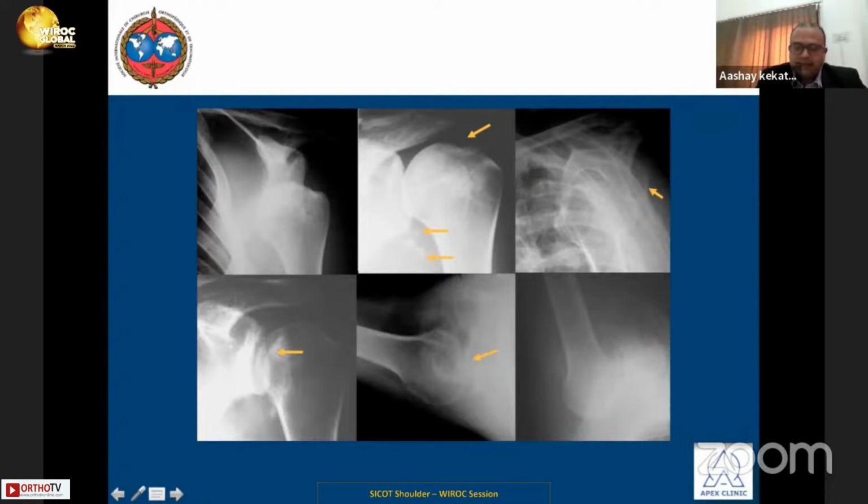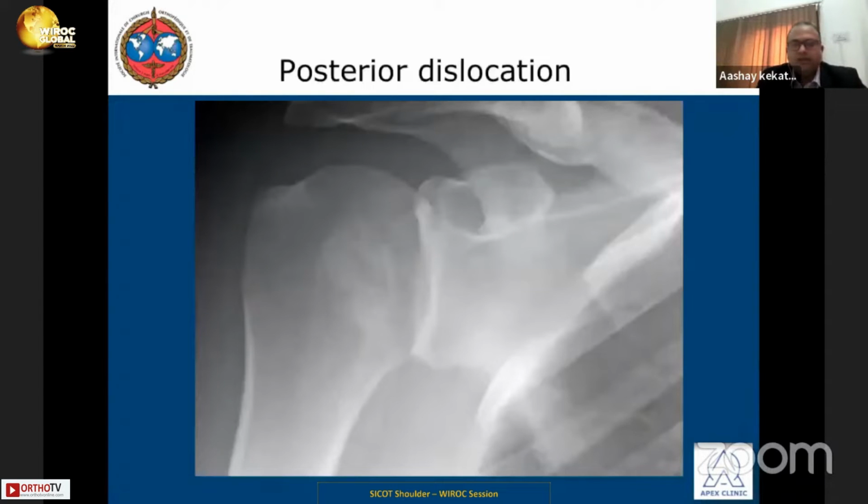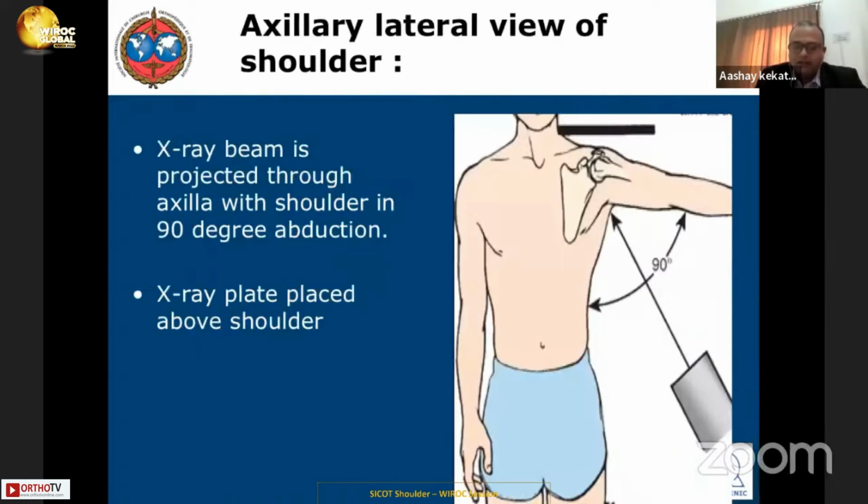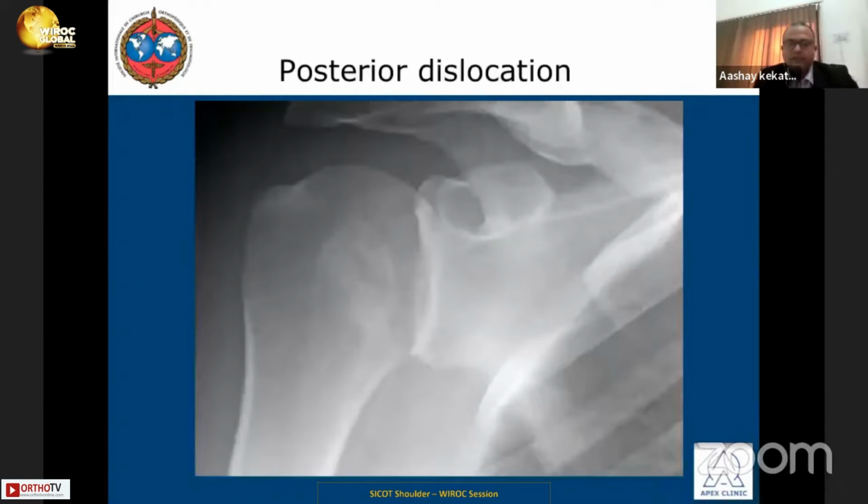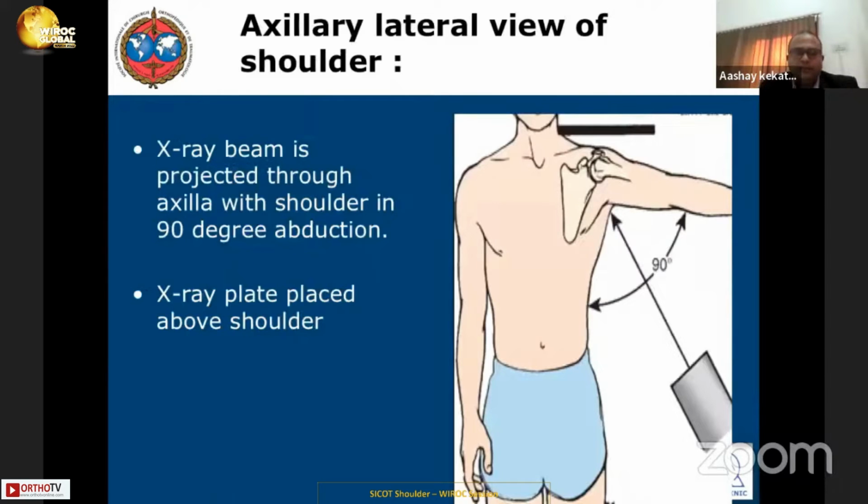So X-ray has its role in diagnosing dislocation. Posterior dislocation is most of the time missed on X-ray evaluation. So for that, we need to do a CT scan. These are the other views and how they need to be taken, for the general audience.